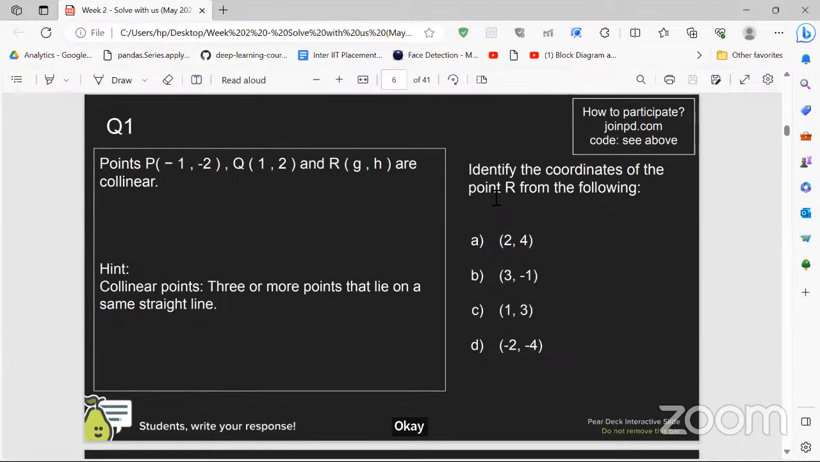For every problem I'll give you 2-3 minutes. You can use pen and paper and try to solve that. You can just write it in the chat box. Nobody should unmute and say something. Is the screen visible? Totally visible? Is this fine to everyone? Yes, sir, it's fine.